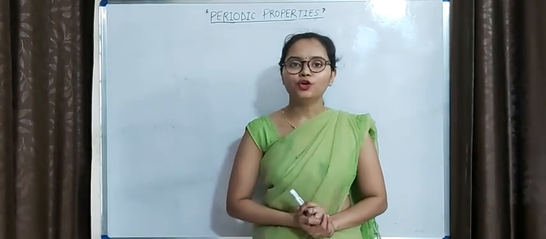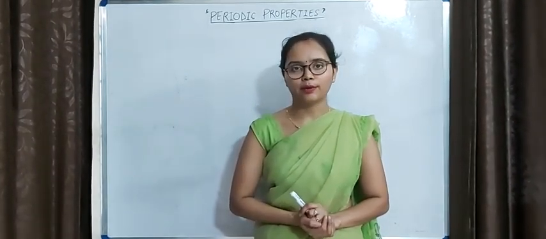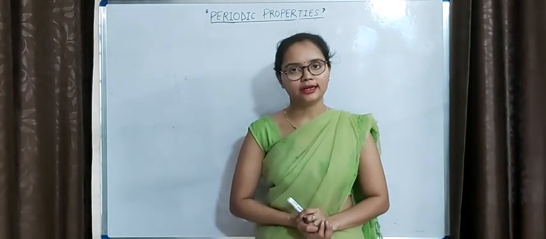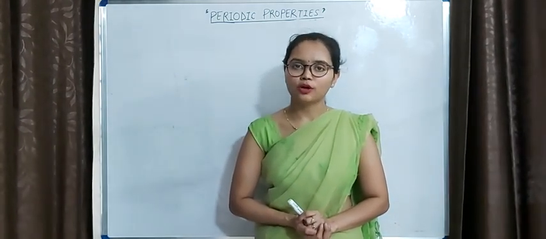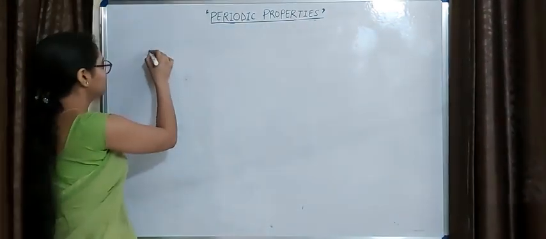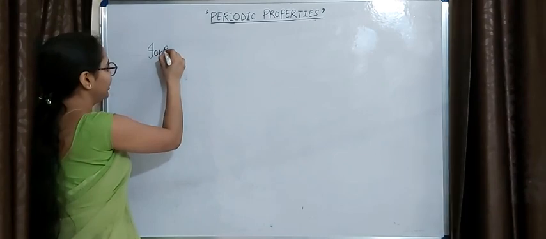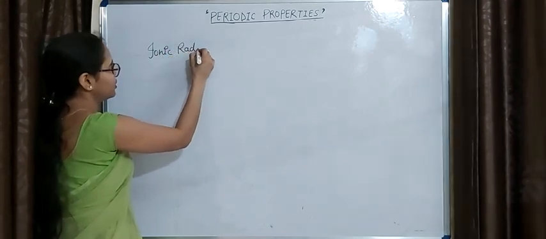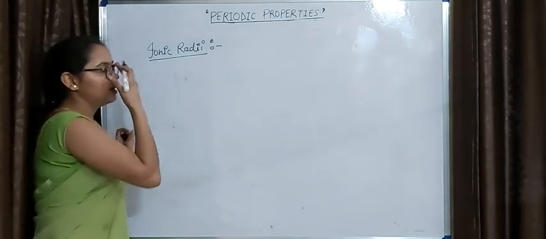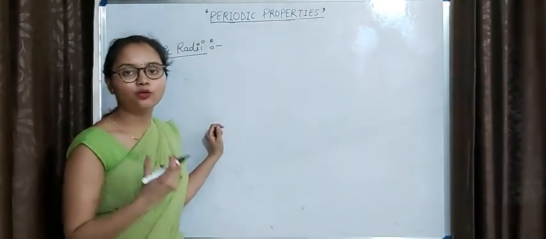Children, in today's video we will discuss the last periodic property, ionic radii. So our today's topic is ionic radii and this is also the last topic of this chapter. So let's start the topic. Ionic radii. In ionic radii, first we'll discuss about the ion.